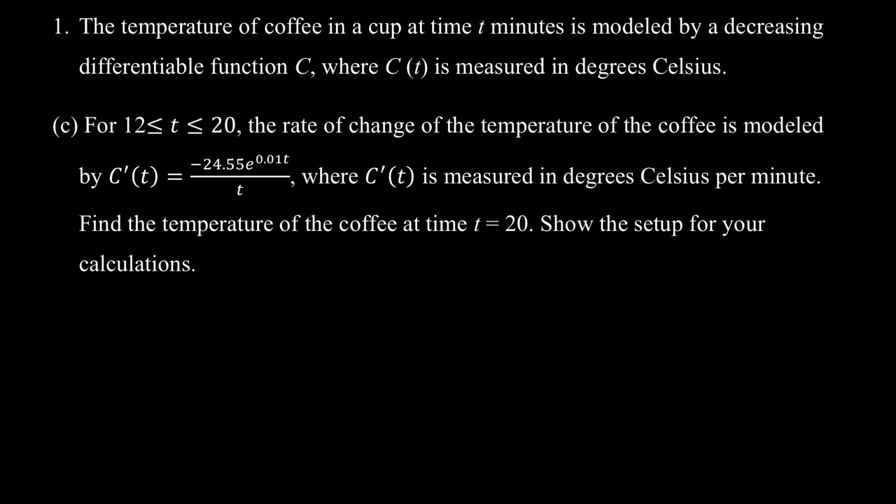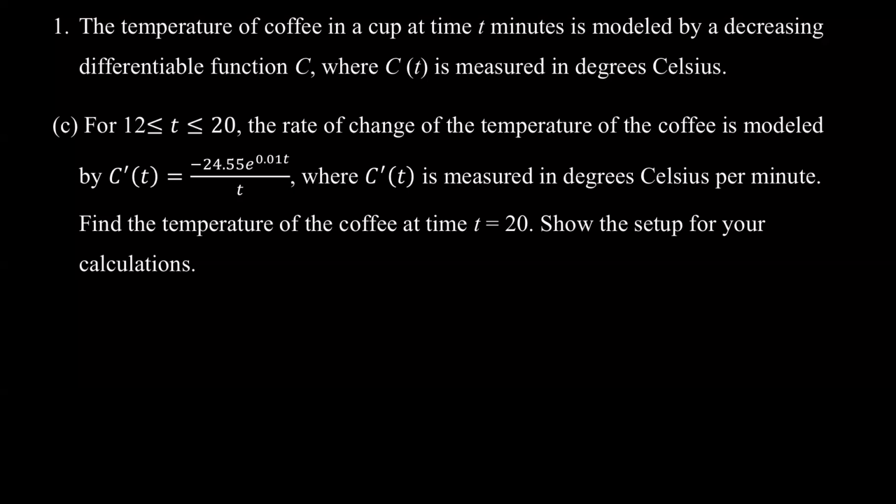In this part of the question, we are given that for the time between 12 and 20 minutes, the rate of change of the temperature of the coffee is modeled by the derivative c prime of t, which is equal to negative 24.55 times e to the power 0.01 t over t, where this derivative is measured in degrees Celsius per minute. We need to find the temperature of the coffee at time t equals 20, and show the setup of our calculations.